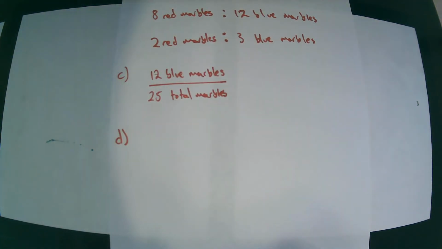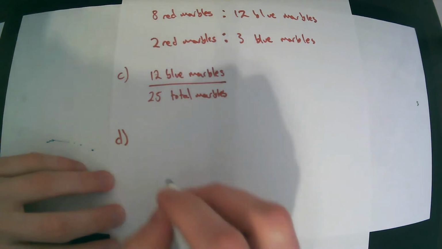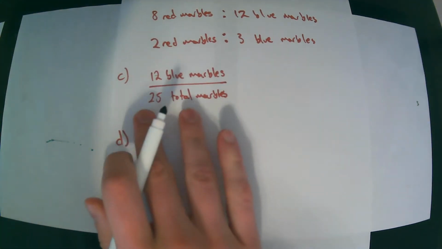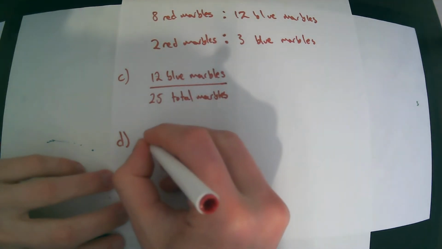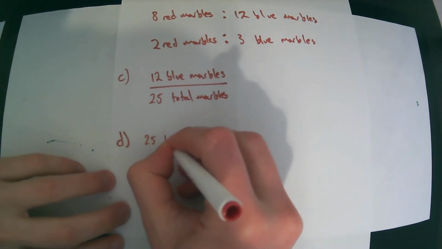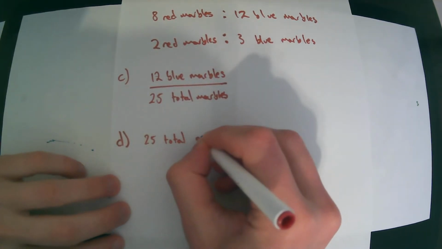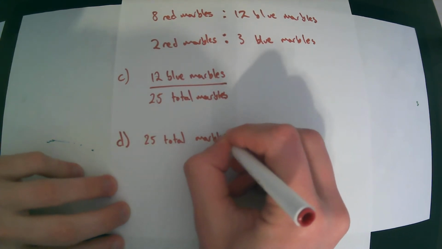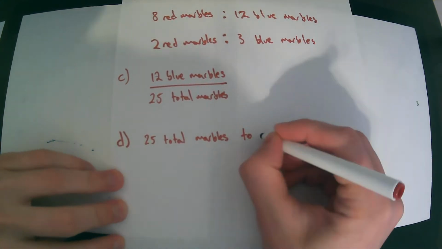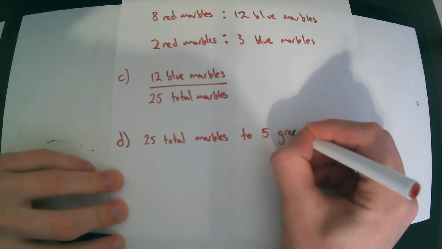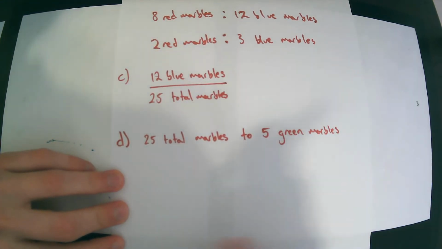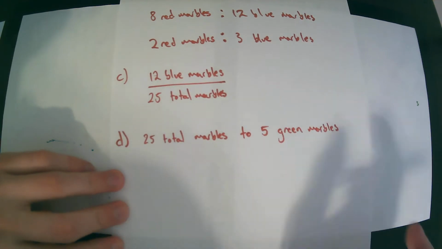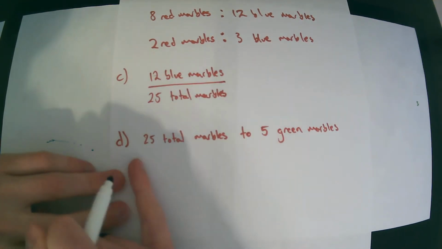Part D says, what is the ratio of total to green marbles? So total is already 25, I have that written down, and green is 5. So I want 25 total marbles. I'm going to write it in the word form this time with the word "to" in the middle. 5 green marbles. And I'm seeing that this ratio can be simplified because 5 goes into 25.